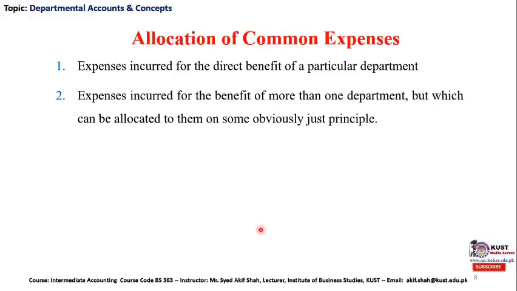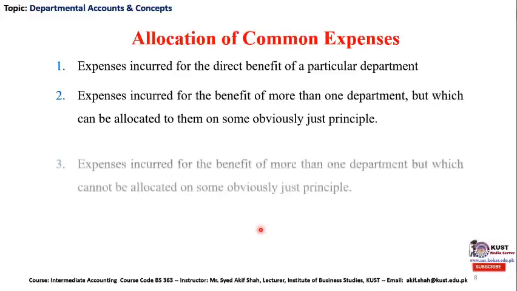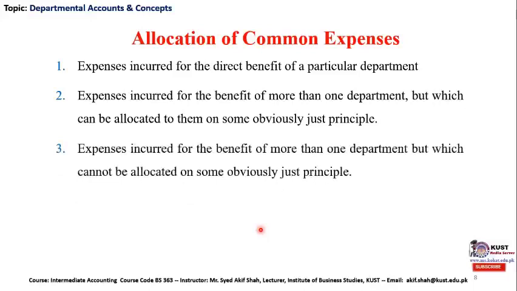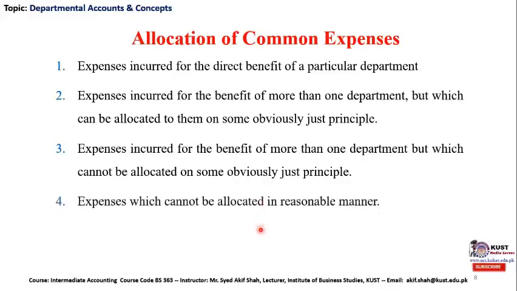Second one is expenses incurred for the benefit of more than one department, but which can be allocated to them on some obvious just principle. The third can be expenses incurred for the benefit of more than one department, but which cannot be allocated on some obvious just principle. Then what do we have to do? And the fourth condition says, when the expenses cannot be allocated in a reasonable manner, what are the rules that allow the accountant to manage or allocate such kind of expenses so as to make a final profit and loss statement.